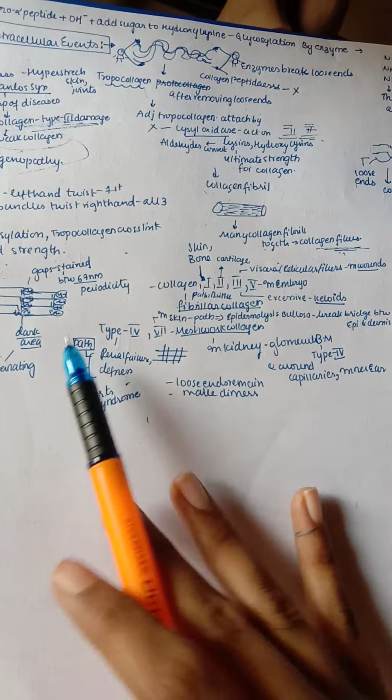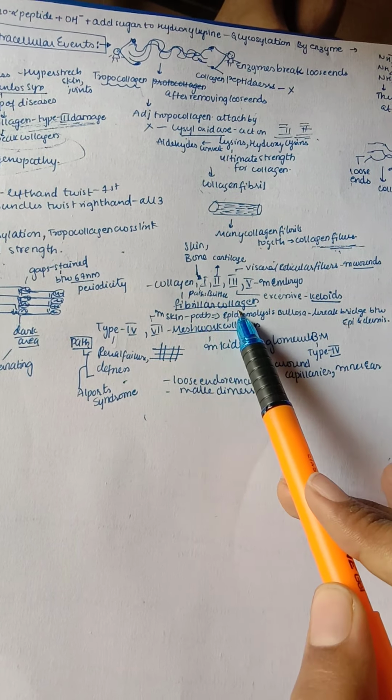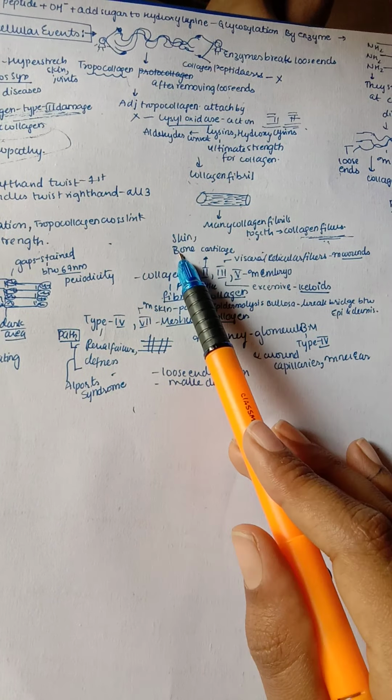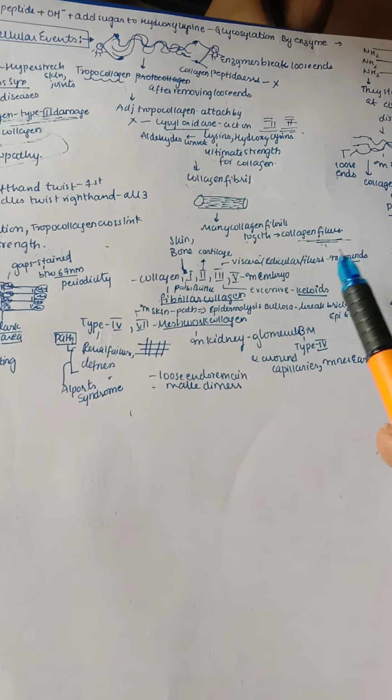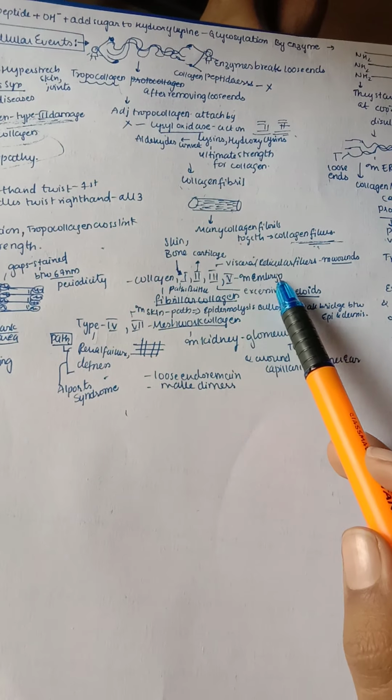This collagen is mainly present in type 1, type 2, type 3 and type 5. These are known as fibrillar collagens. So you can check out here. Collagen type 1 is mainly present in skin and bone, type 2 is present in cartilage, and type 3 is present in viscera. These are also known as reticular fibers. Mainly it is present in wounds, and type 5 is present in the embryo.